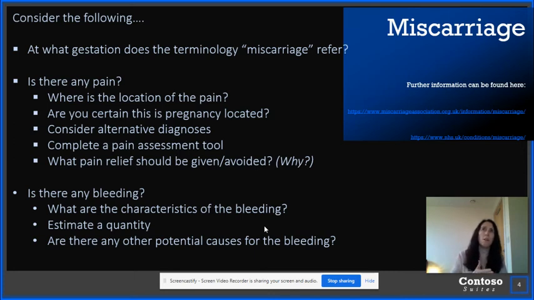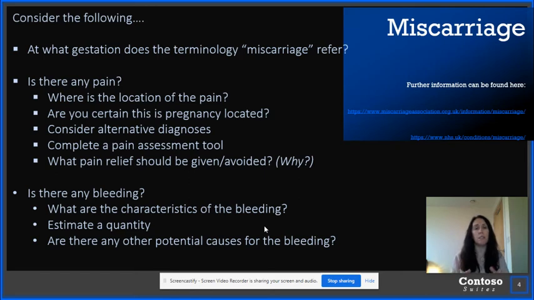So thinking about what gestation it might be at if they know they're pregnant, how much blood should come out in a miscarriage, how much of it is bleeding, how much of it is the fetus passing. So try and get an estimate from them. Now, you won't get an estimate in terms of milliliters. That just won't happen. You'll get an estimate in terms of pads. So how many pads have you gone through?